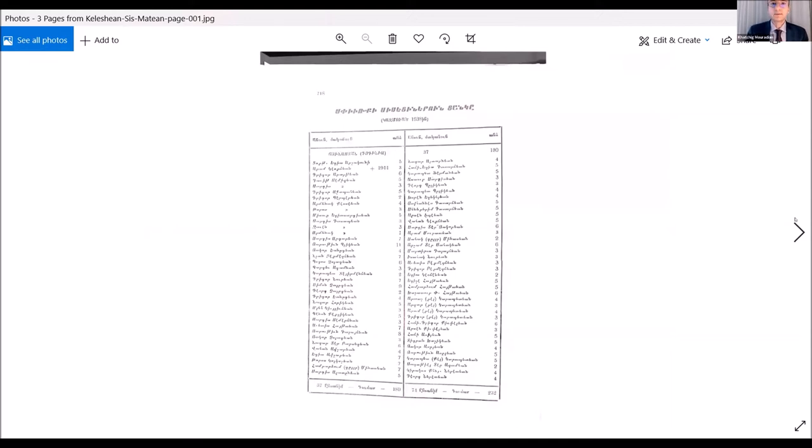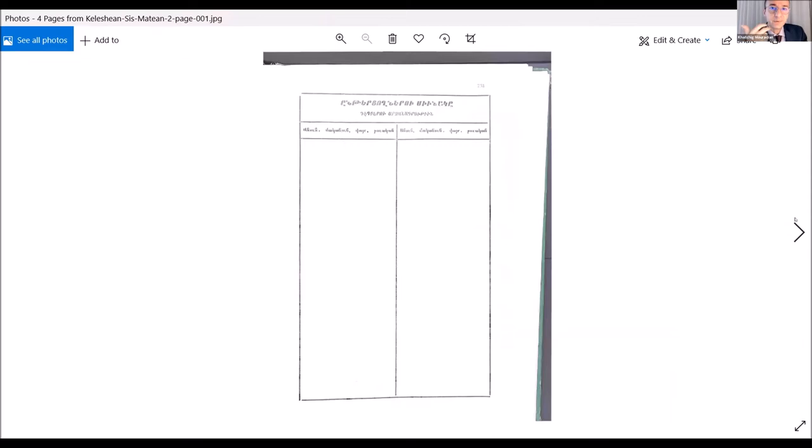Oftentimes there are extensive lists of those who hail from a particular town or village in the book. This is from a book on Sis. And again, you see here lists of names of families and individuals who hail from that location. And then at the end of the book, there are also blank sheets where people can fill in the names of their children and grandchildren, essentially continuing that kind of connection.